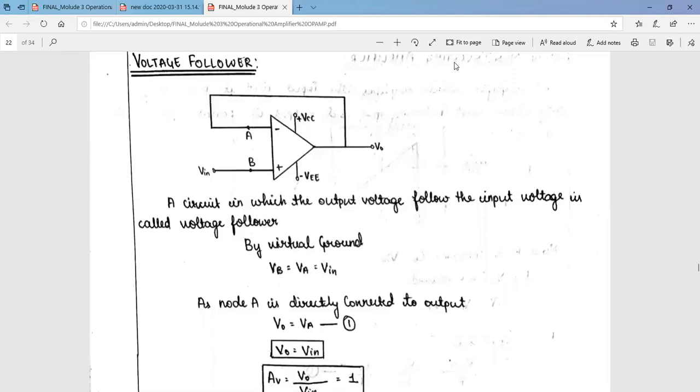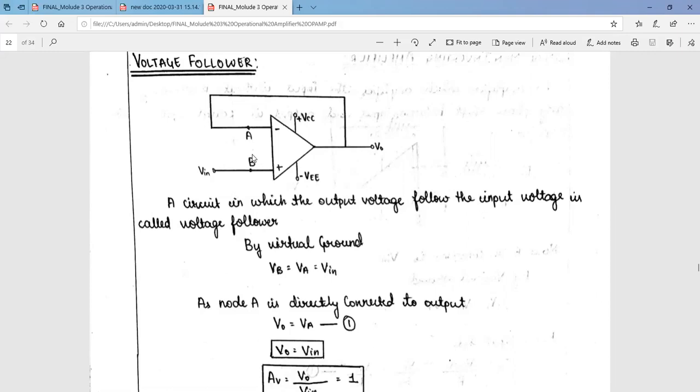Moving forward, let us see the first application of the operational amplifier, the simplest one, that is the voltage follower. A circuit in which the output voltage follows the input voltage is known as voltage follower, right? And we have already seen the concept of virtual ground.